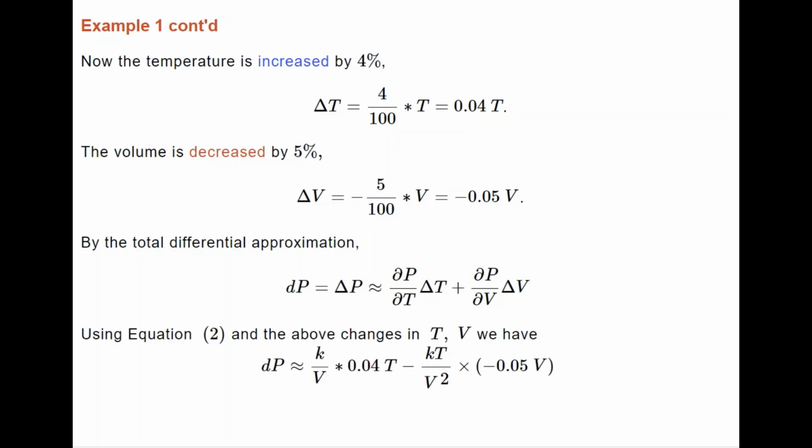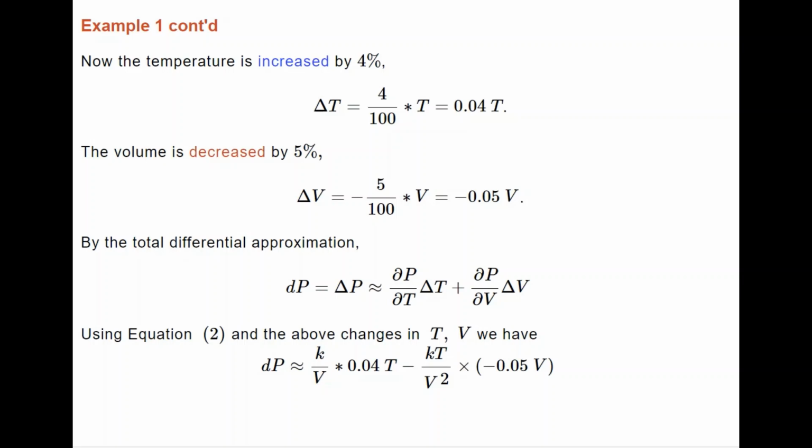Now, if we use equation 2 above, in which we computed the values of partial P by partial T and partial P by partial V, we insert those values here, and so dP will be where partial P by partial T would be replaced by K over V, and then in the second term, partial P by partial V will be replaced by minus K times T on V squared. The change in T, delta T, is 0.04 times T as we calculated above, and delta V was minus 0.05 times V.